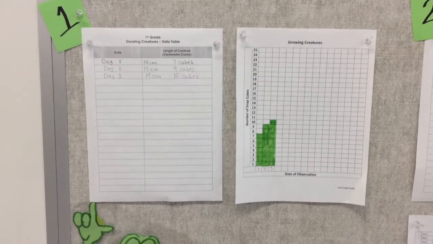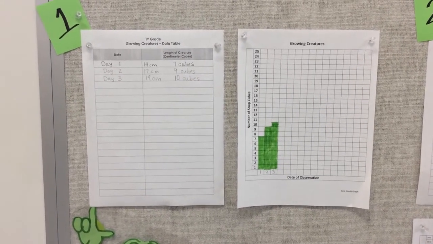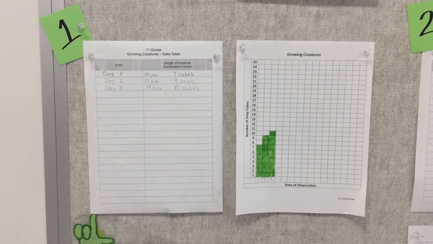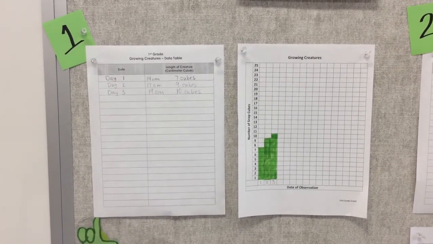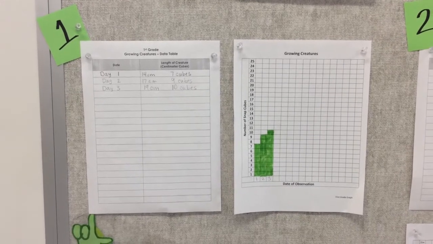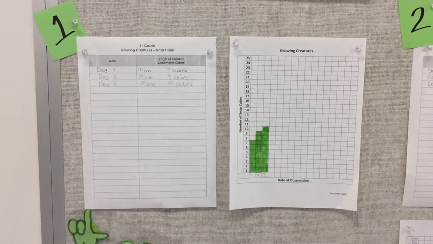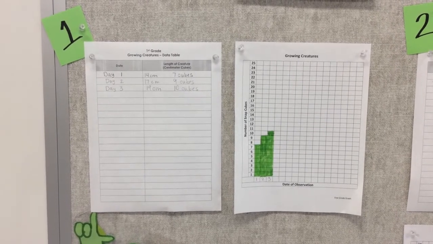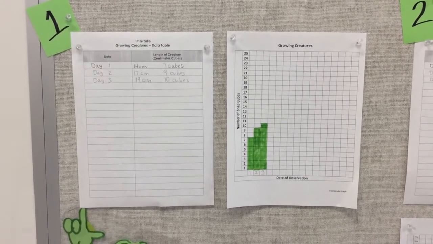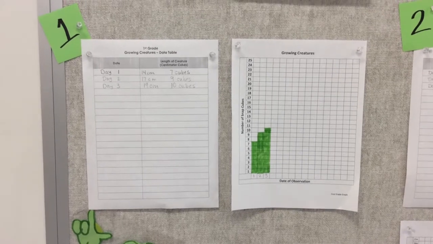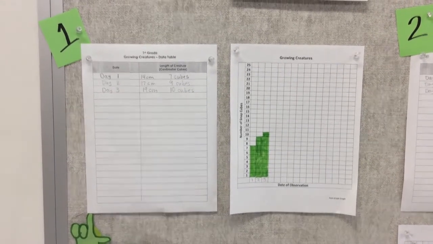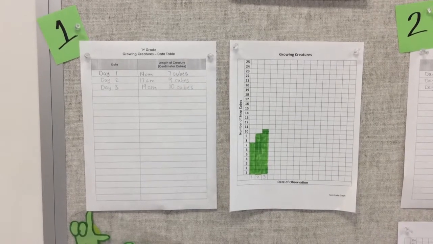Here's my data table and graph for 1st grade. And you can compare the one in the colored water to the one that is in the regular water, and just see if there's any differences. Do you think the colored water makes a difference? Write in your science notebook what you think is happening. Tell why you think it's happening, and make some predictions for tomorrow.